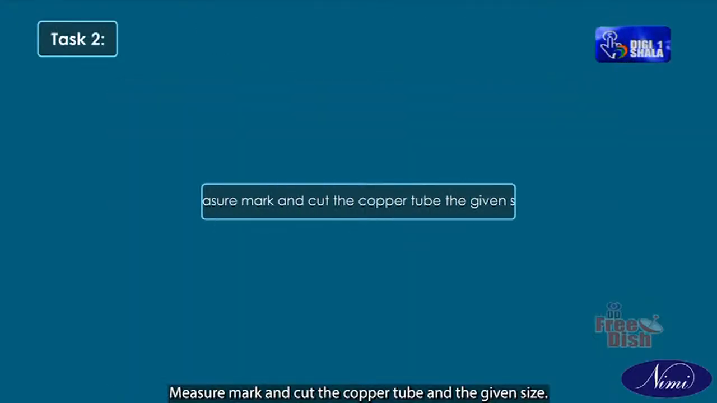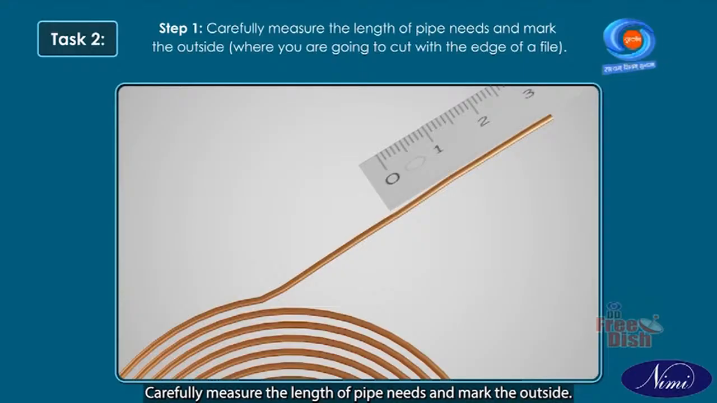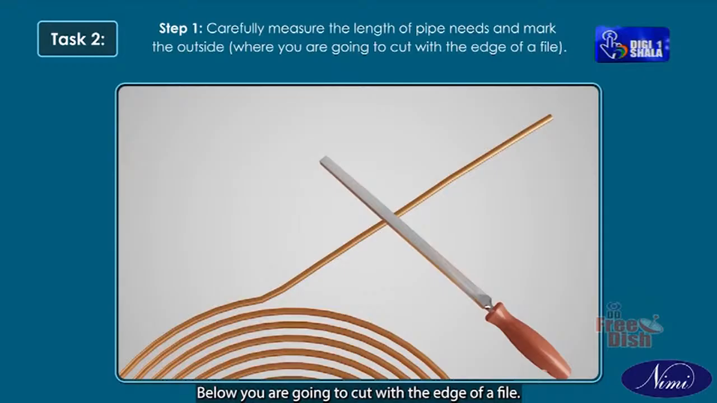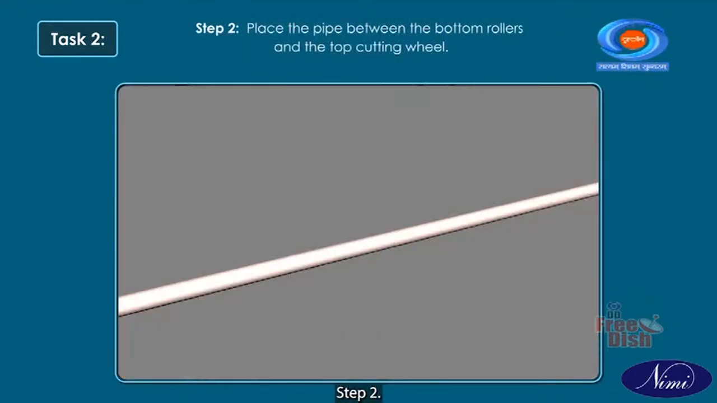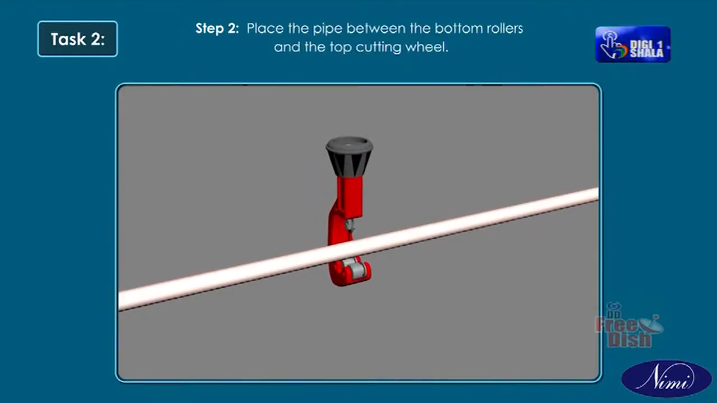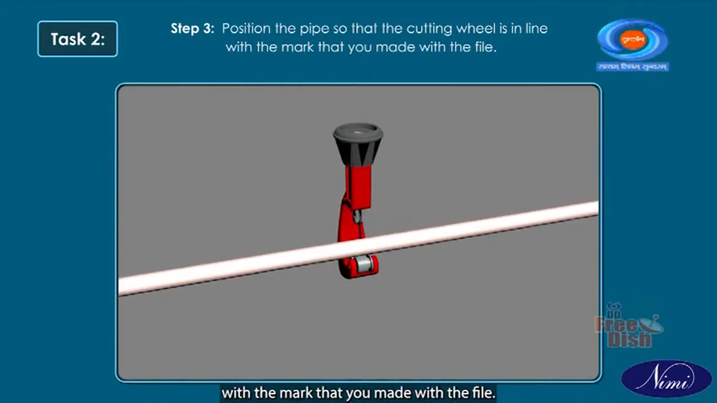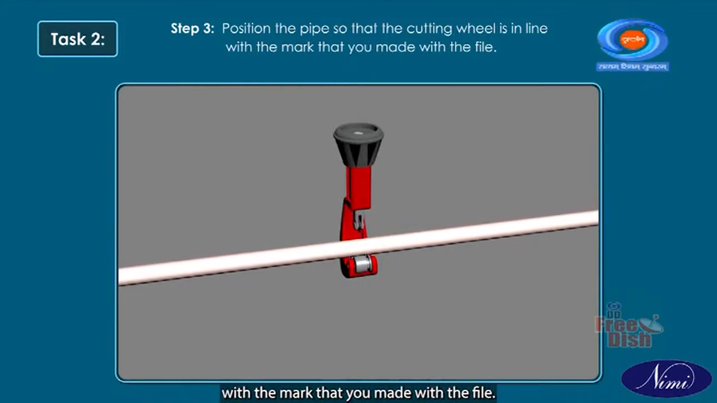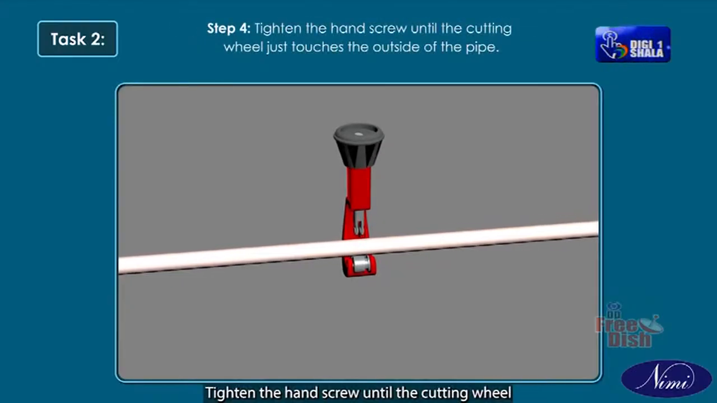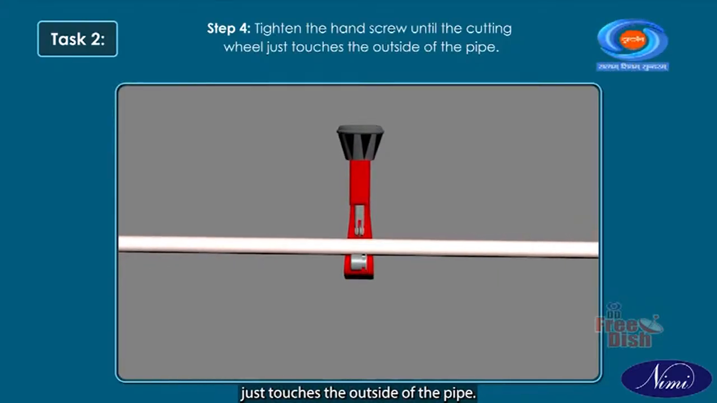Task 2. Measure, mark and cut the copper tube to the given size. Step 1. Carefully measure the length of pipe needed and mark the outside where you are going to cut with the edge of a file. Step 2. Place the pipe between the bottom rollers and the top cutting wheel. Step 3. Position the pipe so that the cutting wheel is in line with the mark that you made with the file. Step 4. Tighten the hand screw until the cutting wheel just touches the outside of the pipe.